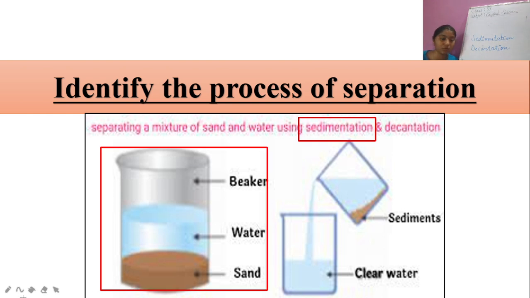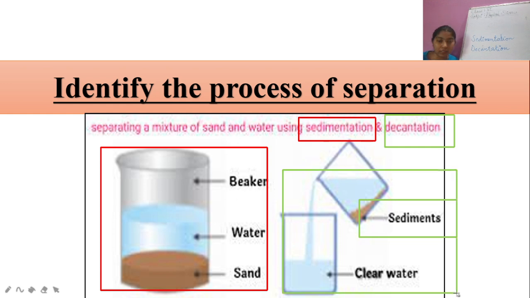Now students, we have another process in front of you, that is decantation. For decantation, we know that the other substances settle down, which we call sediments, and they can be separated from the water by tilting one beaker into the other one, so that we can get the clear liquid. That way you can do these two processes of separation, sedimentation and decantation.